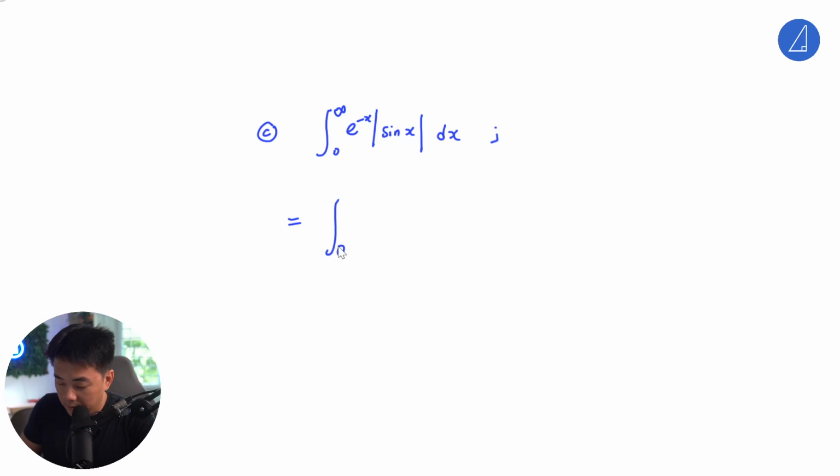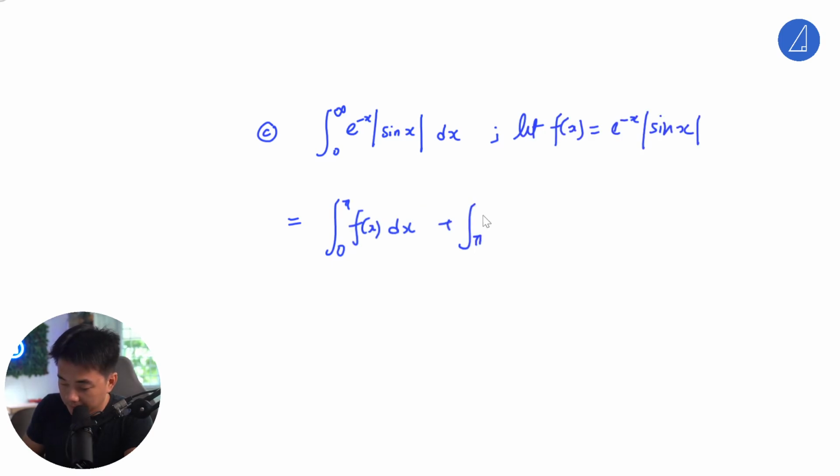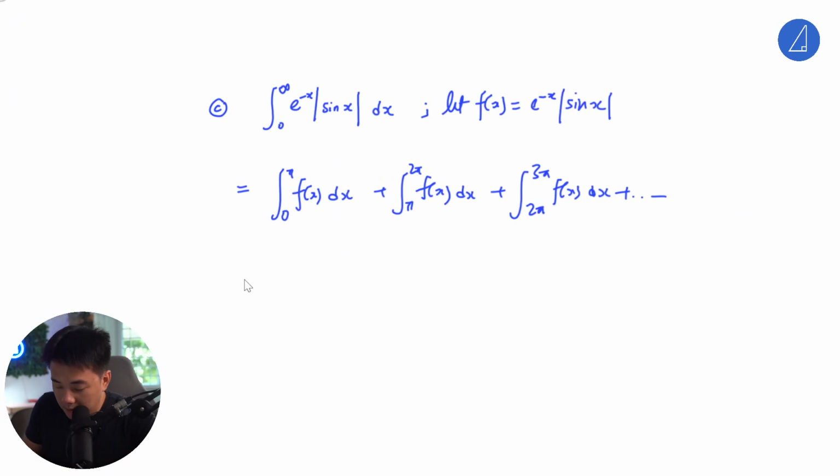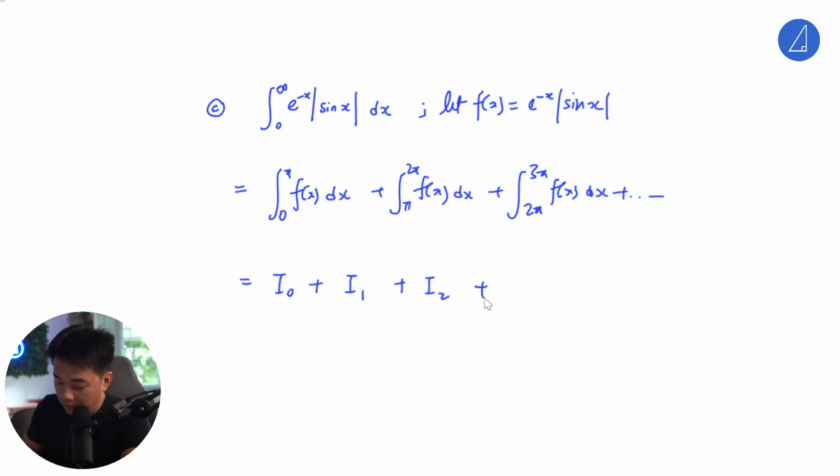From the graph, we know that this is the integral from 0 to pi of e^(-x) sine x. Maybe I'll let f(x) be the function there. Then it's pi to 2 pi, dx. Then from 2 pi to 3 pi of f(x) dx, and so on, to infinity. That's all you want. So essentially, this is I0 plus I1 plus I2, then plus I3, all the way to infinity because you keep going on forever.